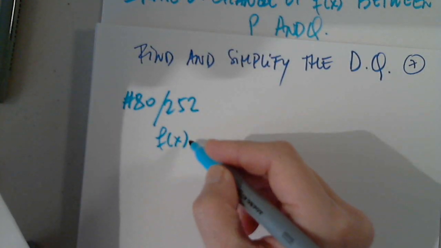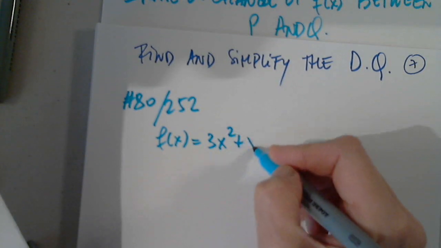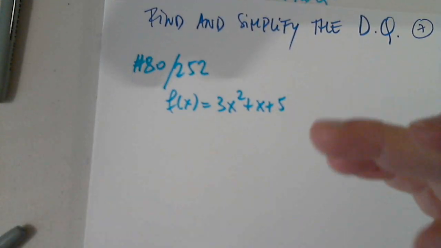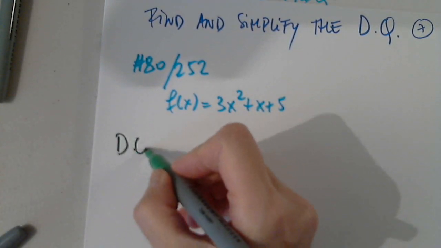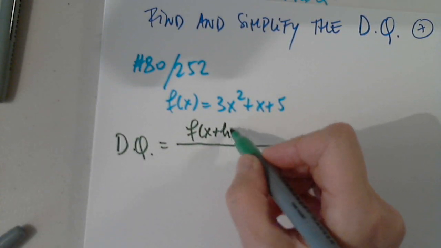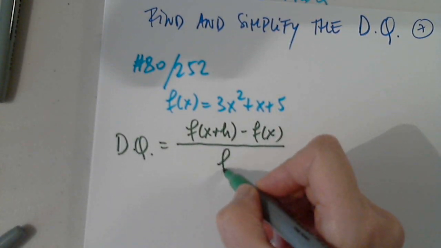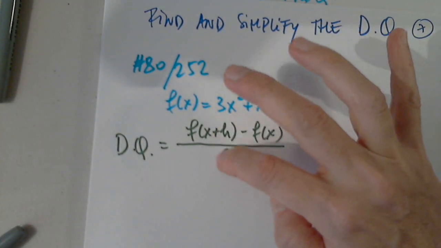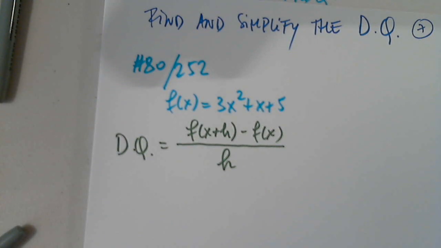f of x equals 3x squared plus x plus 5. They're asking us to determine and simplify the difference quotient. And as I said, it is given to us. The difference quotient is f of x plus h minus f of x over h. Which of these three pieces need attention or you are concerned about?